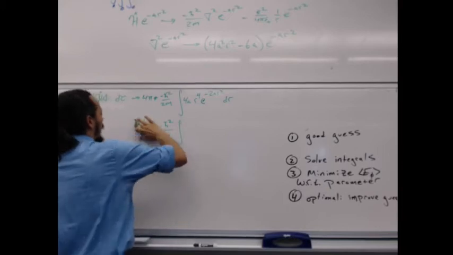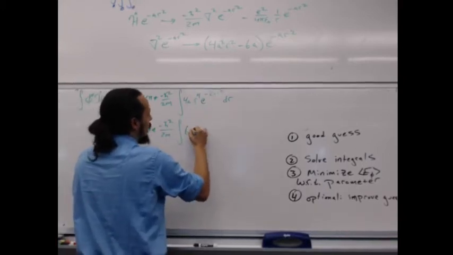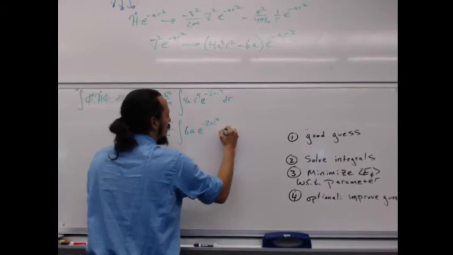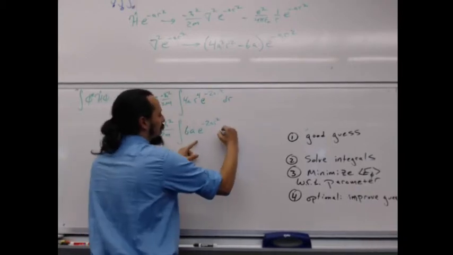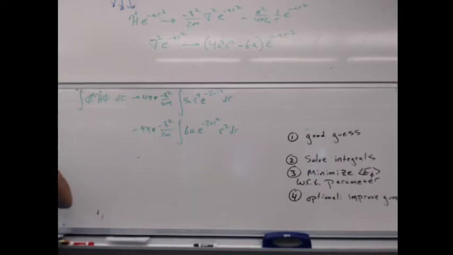I should bring this negative out front. Negative. So I'm bringing the negative out front. 6a e to the minus 2 ar squared. This time I forgot to bring it out front, but that's okay because it's only the r squared dr. That r squared I should have put out front just to be consistent.